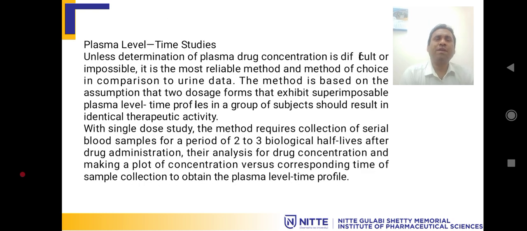Now, what are plasma level studies? Let us understand this. Unless determination of plasma drug concentration is difficult or impossible, it is the most reliable method of choice in comparison to urine data. The method is based on the assumption that two dosage forms that exhibit superimposable plasma level time profiles in a group of subjects should result in identical therapeutic activity.